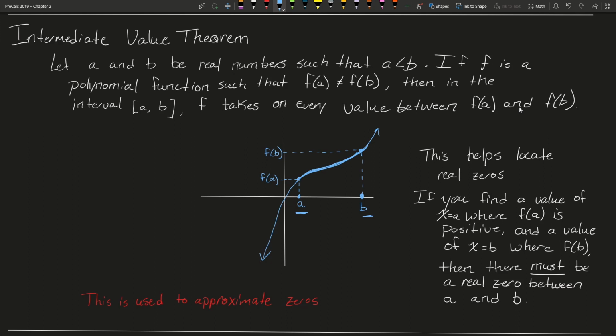So if you find a value of x where f of a is positive and a value x equals b where f of b is negative, then there must be a real zero between a and b. So if you start somewhere up here and you find another point down here and it's a polynomial, the graph must go through the x-axis. So you can gradually narrow this margin down in order to approximate the zero.